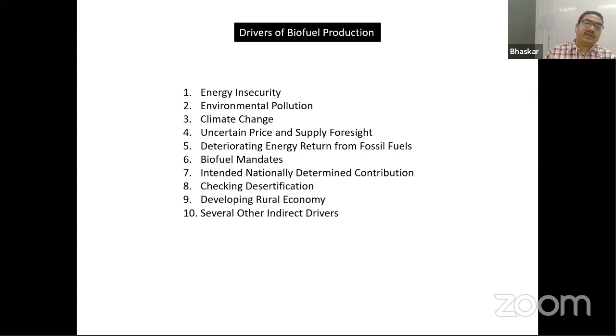So the mandate is that it will start from 5%. Right now, it is very less. For biodiesel, the current usage is around 0.2% only. Then there are checking desertification and developing the rural economy, and there are other indirect drivers also, which are essential and which drive us to focus on the production of biofuel.